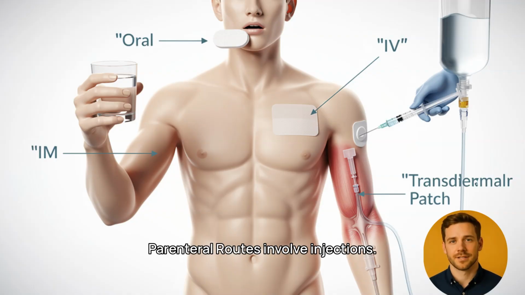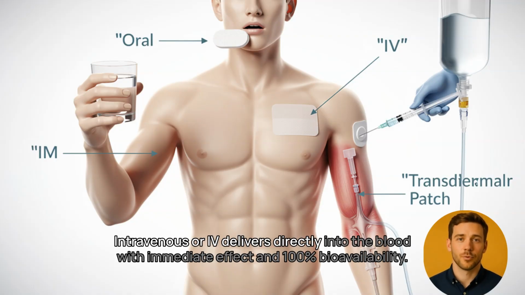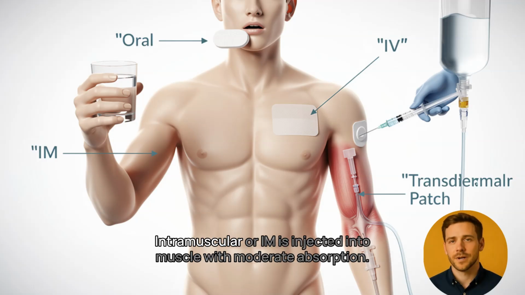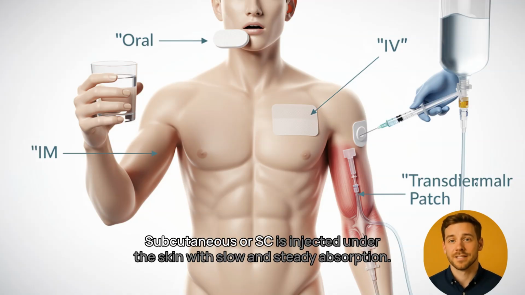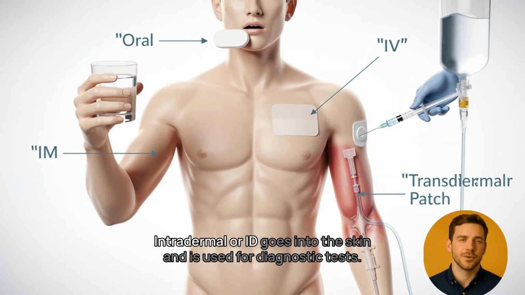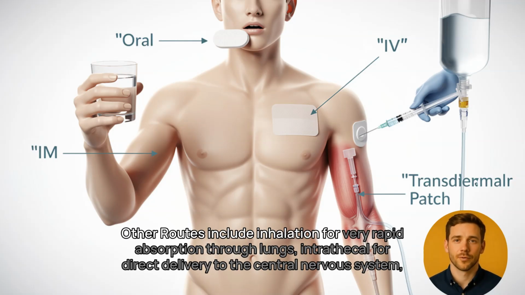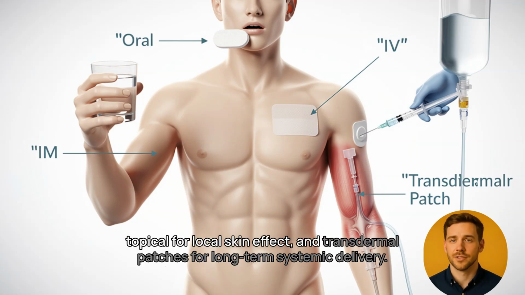Parenteral routes involve injections. Intravenous or IV delivers directly into the blood with immediate effect and 100% bioavailability. Intramuscular or IM is injected into muscle with moderate absorption. Depot injections release drug slowly. Subcutaneous or SC is injected under the skin with slow and steady absorption. Intradermal or ID goes into the skin and is used for diagnostic tests. Other routes include inhalation for very rapid absorption through lungs, intrathecal for direct delivery to the central nervous system, topical for local skin effect, and transdermal patches for long-term systemic delivery.